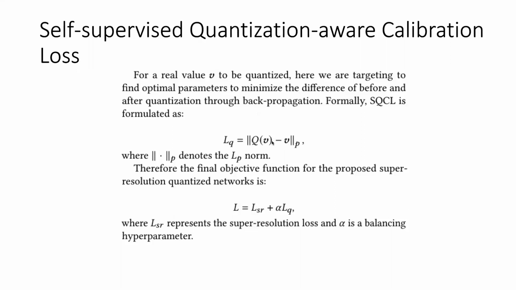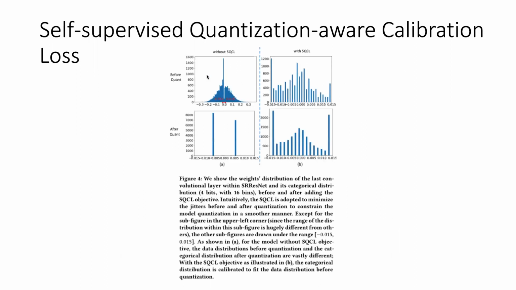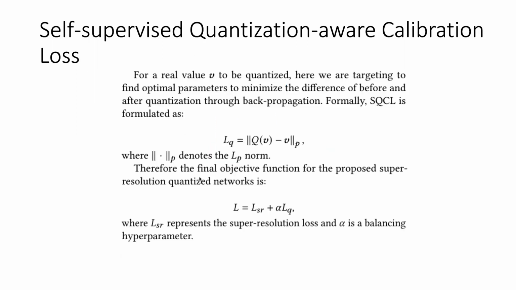We try to drag them together and shrink down the difference between before and after quantization. So you can see from the right part of the figure, with the SQCL objective, the categorical distribution is calibrated to fit the data distribution before quantization quite well. Eventually, the objective function for the proposed fully quantized super resolution networks is the weighted sum of the super resolution loss and alpha times the quantization loss.